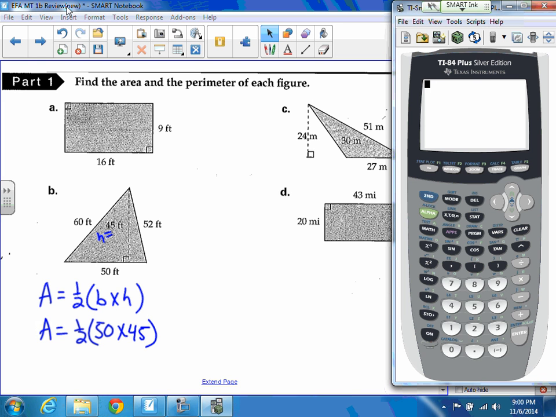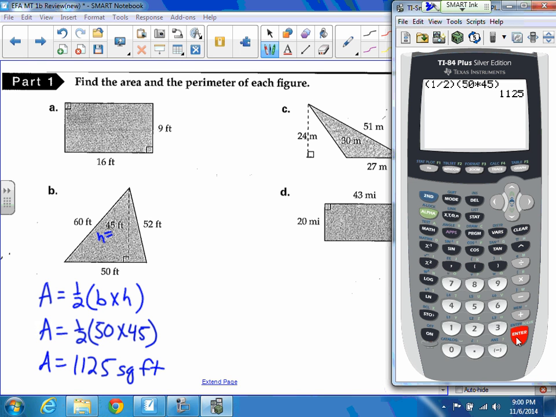Okay, I go to my calculator. Remember to put the 1/2 in parentheses, 1 divided by 2, parentheses, 50 times 45, parentheses. Hit enter. I've got my area, which is 1,125, and then in this case would be square feet.